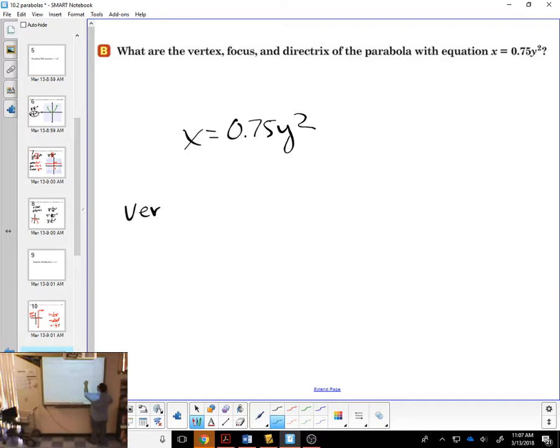Find the vertex. Find the focus. Find the directrix. I'll give you guys 2 minutes. Wait a minute. What? That is not a directrix, guys. That is the equation to the parabola. Find the pertinent information. Find what you need.